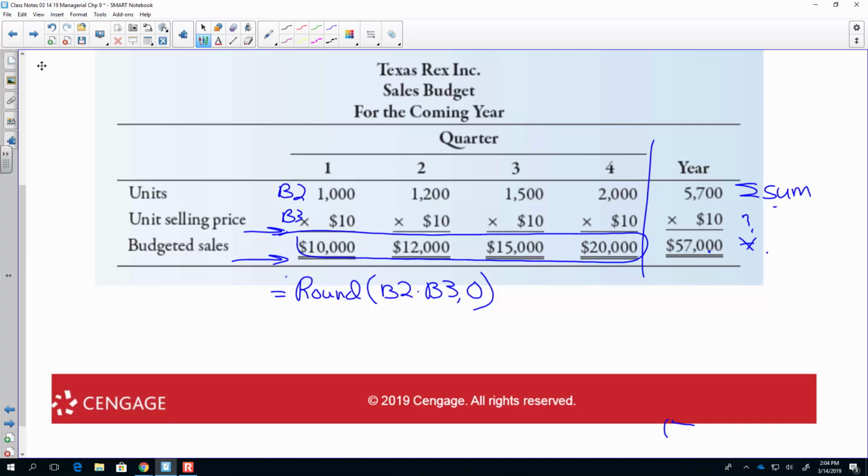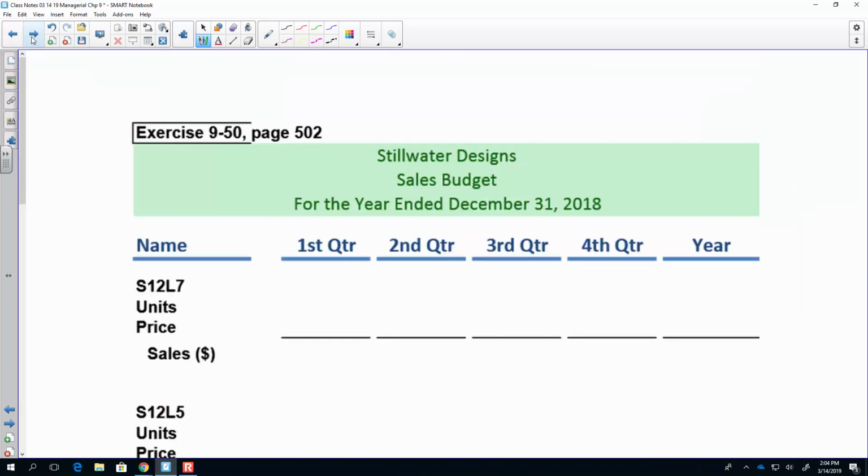Excel is so fun. Let's try one. I'm only going to do one here. It's quick. Quick and painless. This is in our other packet, I think. It should be. First page. The first page.